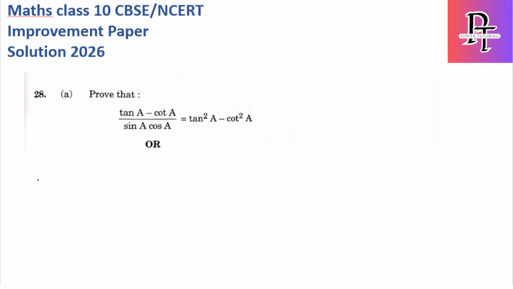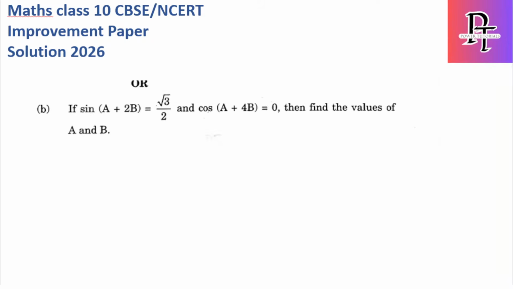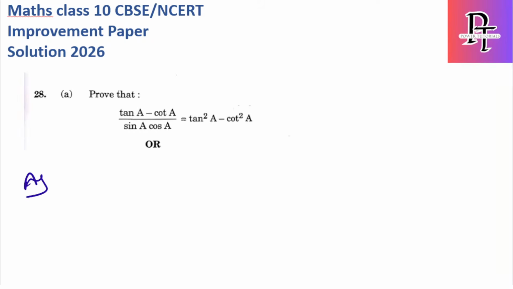Let's move to the 28th question. So here we have either A or B to solve. It's a trigonometry direct equations type of question. Tan A minus cot A by sin A cos A is equal to tan square A minus cot square A. This is okay. What about the second one? The values I have mentioned. Find the values of A and B. I can't say both are tricky, because both are straightforward questions. So either A or B, if you solve, I am sure that you should be able to solve these questions.